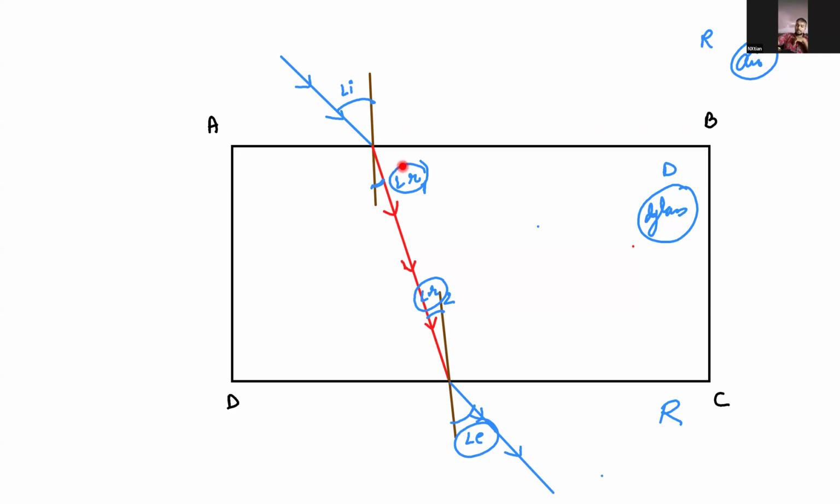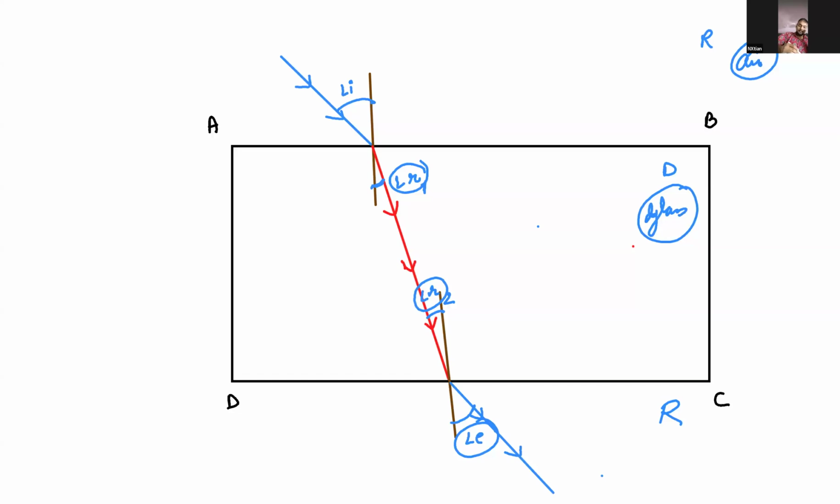Then it will go straight, straight, straight, and it will hit this surface. So now this is the normal. So it will move away from the normal. So I can understand like this, the light travels.